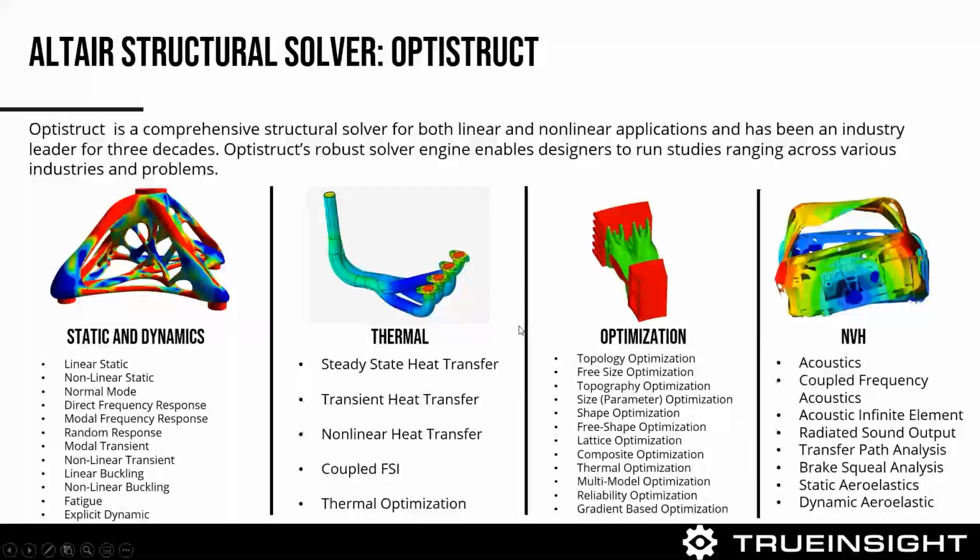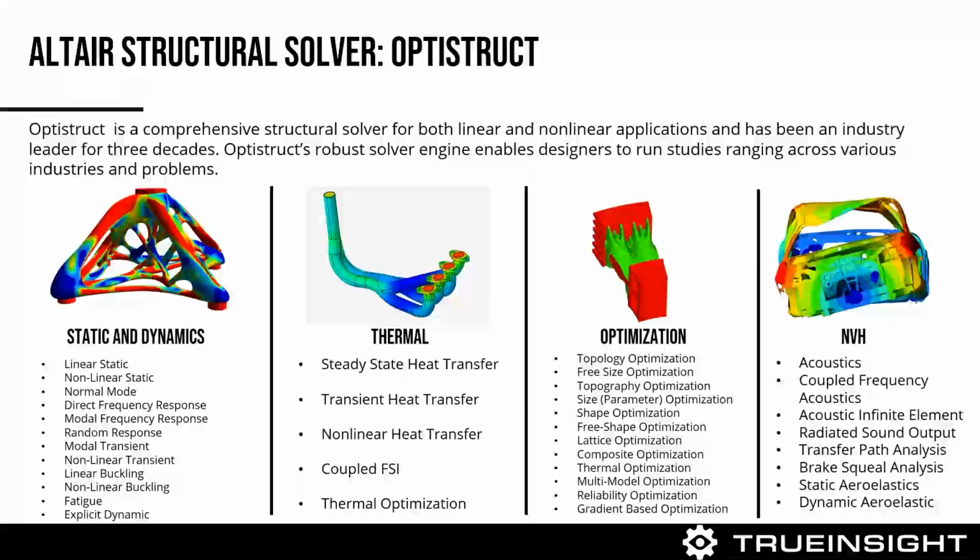So when we look at our structural solvers within the Altair suite, there are two solvers. There is OPTISTRUCT and RADIOSS. OPTISTRUCT traditionally has been an implicit. Note in 2020, they did add an explicit dynamic capability. So there is some explicit capabilities there. But for the most part, when people talk about OPTISTRUCT, OPTISTRUCT is looked at as an implicit solver.